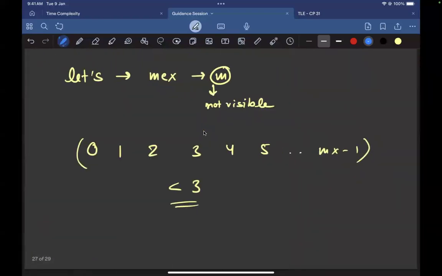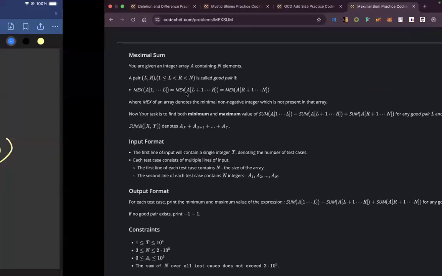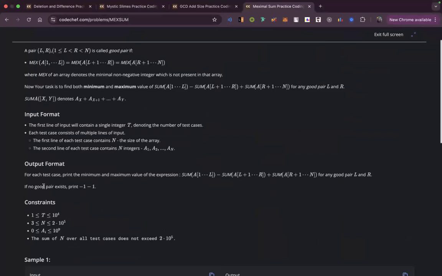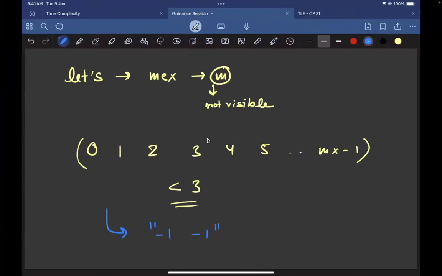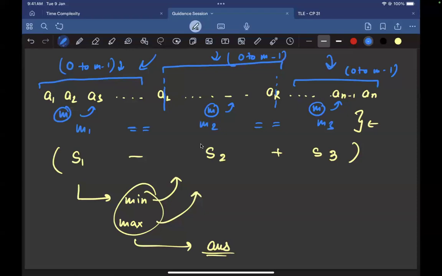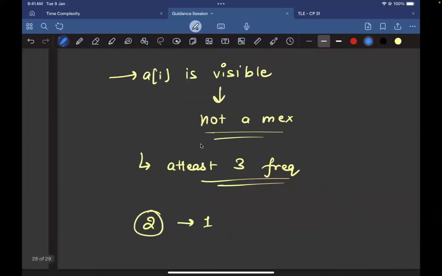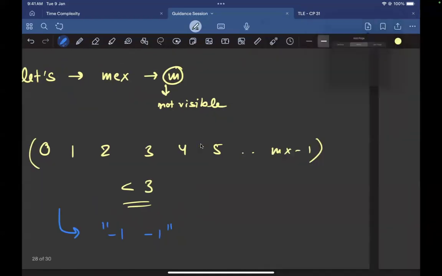The frequency of all the elements from 0 to m minus 1 has to be at least 3. Otherwise, if this doesn't work out, then the answer is -1. Is that correct? Is this clear, guys? -1. Why? Because it's written over here: no good pair exists, so print -1. That is the idea. If you are not able to make a max m value, that is only possible if this condition happens. So you need to check this condition and directly return -1. No doubts in this, guys? Any problem?